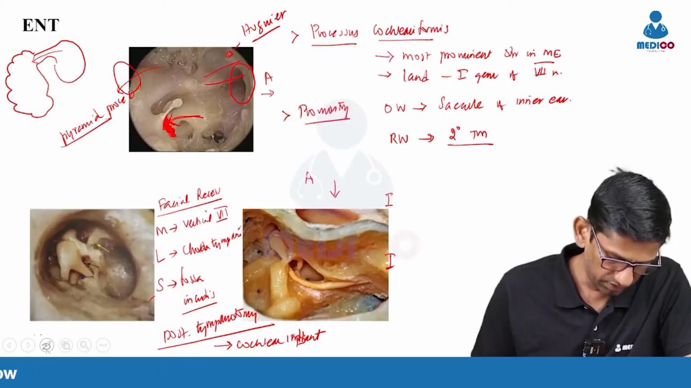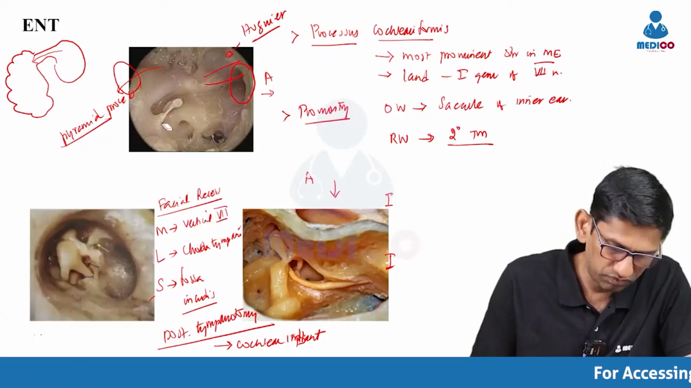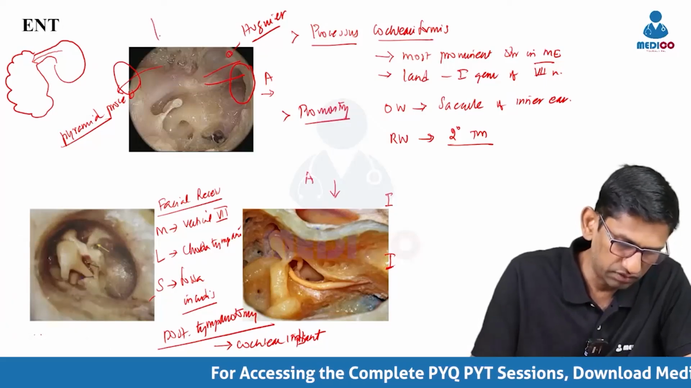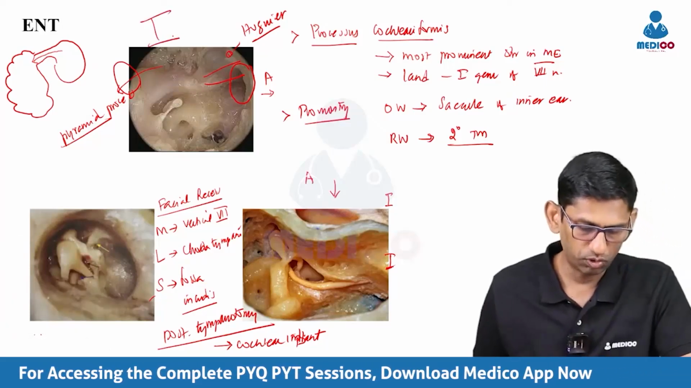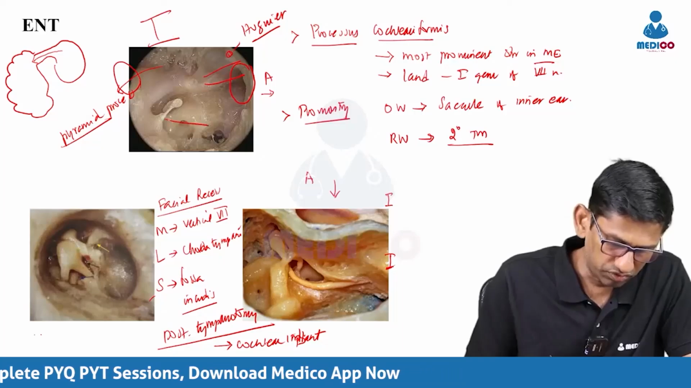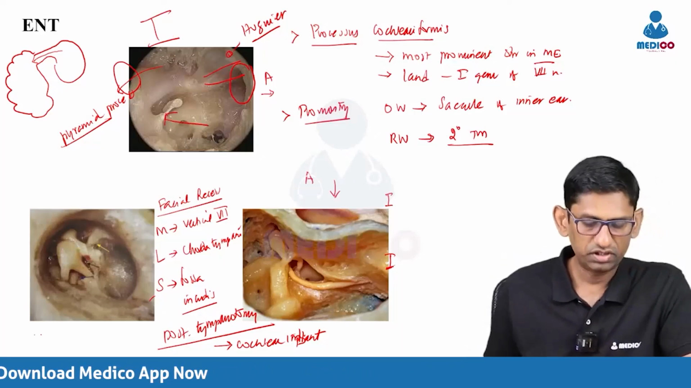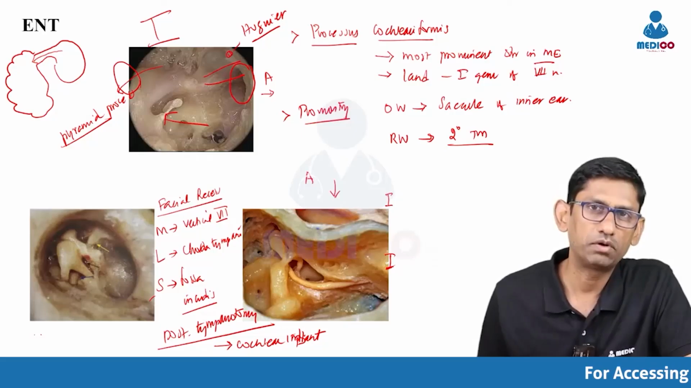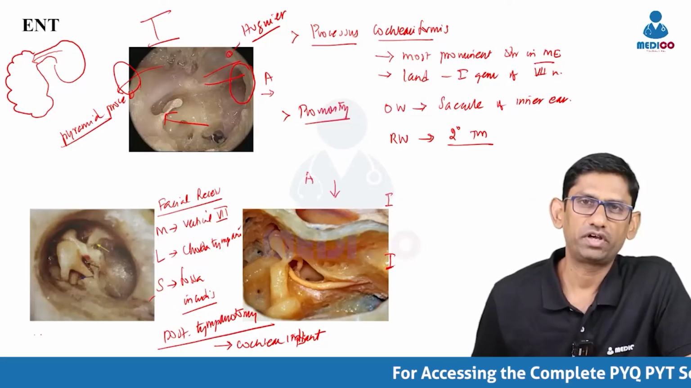And another important landmark, come to the first picture. Please look above, the pyramidal process. Again, the pyramidal process is at the level of the second genu of the facial nerve. So these are all the landmarks. Many landmarks are there for the second genu of the facial nerve.